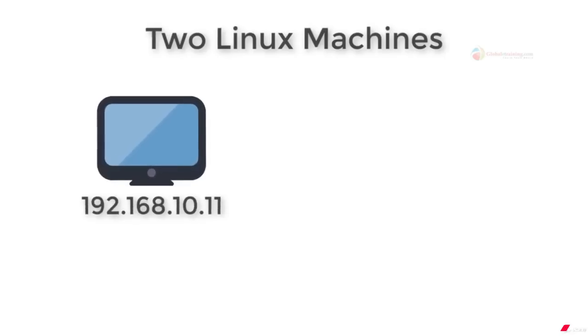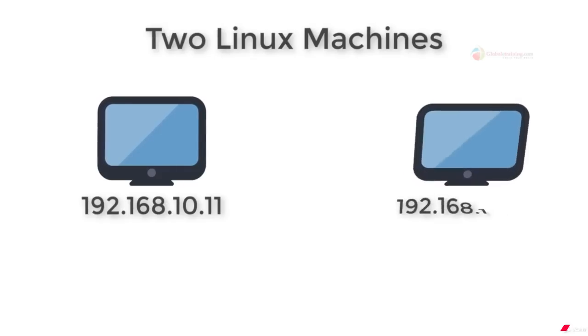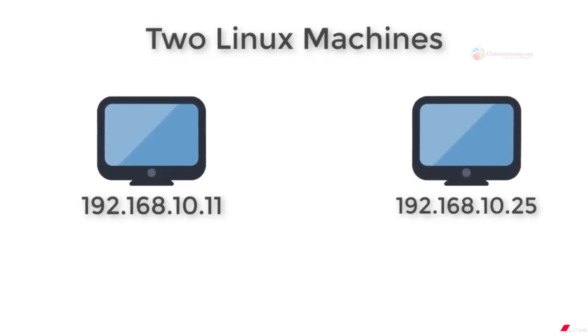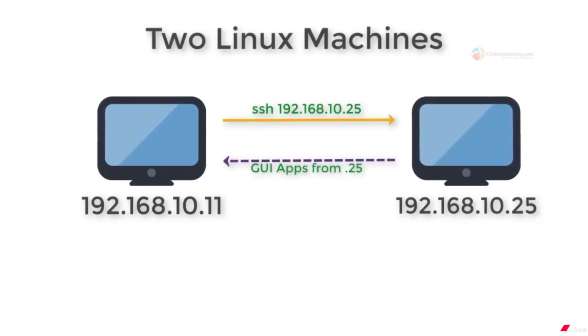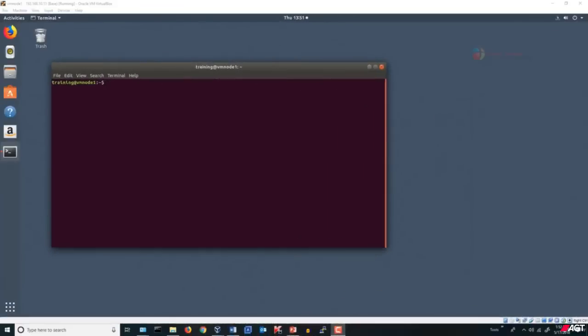The first one is VM node 1 with the IP address of 192.168.10.11 and the second machine, which is VM Jumpbox 1 with the IP address of 192.168.10.25. And here we will display the GUIs from 192.168.10.25 on the 192.168.10.11 machine. Here is the desktop environment of the .11 node, which is our VM node 1.